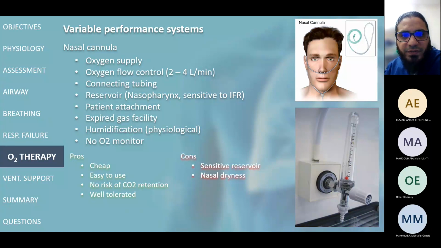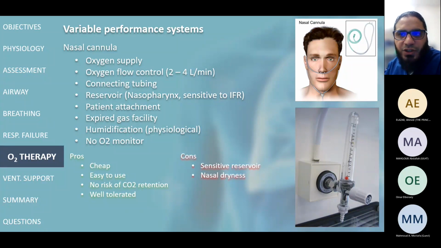The reservoir of this device is the nasopharynx, and it has a very big disadvantage in that it is very sensitive to the patient's inspiratory flow rate. So if the patient is tachypneic and breathing hard, he will wash out all the oxygen that you are hoping to build up inside the nasopharynx, and he won't get any benefit from the nasal cannula. The patient attachment is simple, and that is one of its advantages. It's easily tolerated by patients. As for the expired gas, you don't have to worry about carbon dioxide accumulating because it's just connected to the atmospheric air.